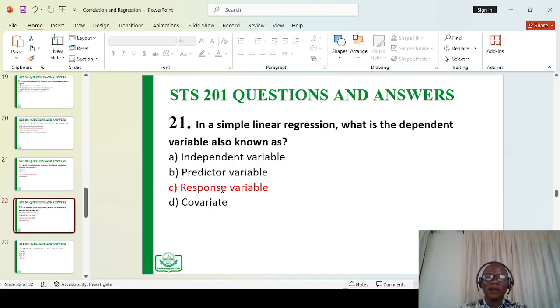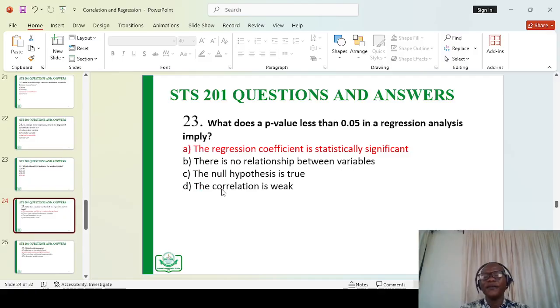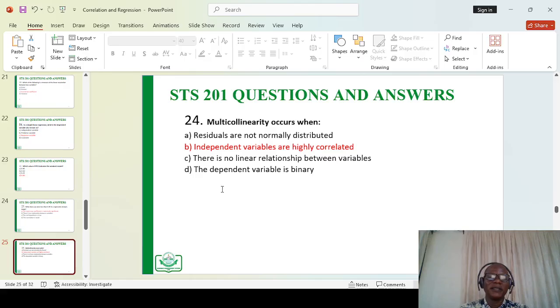In a simple linear regression, what is the dependent variable also known as? The dependent variable is also known as the response variable. So C is the correct answer. Which value of R squared, the coefficient of determination, indicates the weakest model? In this case, that will be equal to 0. So D is the correct answer. What does a p-value less than 0.05 in a regression analysis imply? The regression coefficient is statistically significant, because if your p-value is less than 0.05, it means it is statistically significant. But if it is greater, it is not statistically significant. So A is the correct answer.